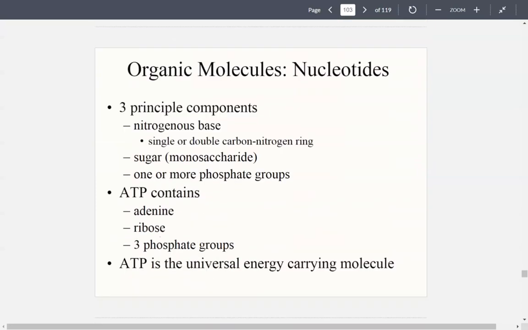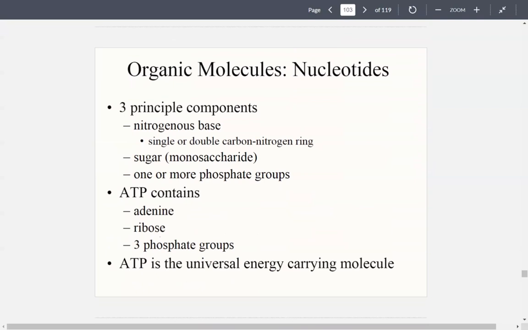Okay, last but not least is the nucleotides. Nucleotides are going to contain 3 basic components. We're going to have a nitrogen base. It will either be a single or double carbon-nitrogen ring. It will have a monosaccharide sugar attached to it, and then 1 or more phosphate groups.